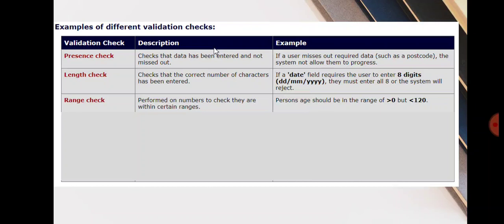Next is the range check. Don't get confused between these things, because a length check checks the length, the number of characters, but a range check is performed on numbers to check they are within a certain range. Like we have seen earlier, below 17 is not allowed, or you can say a person's age should be in the range 0 to 100 or 0 to 80 and so on.